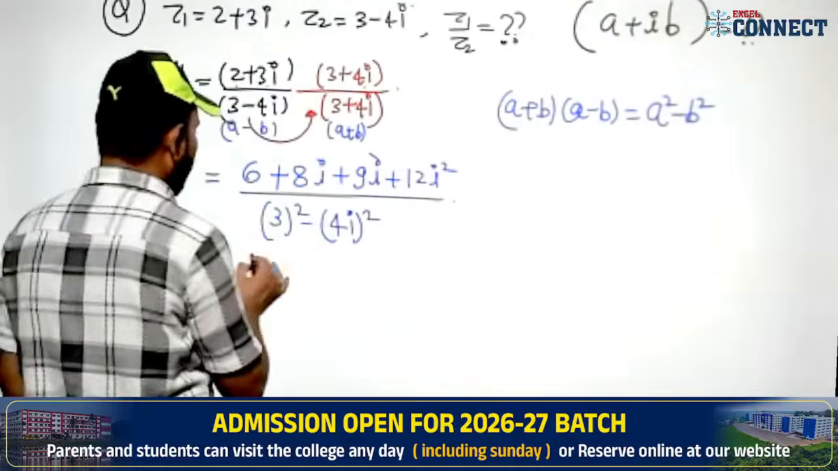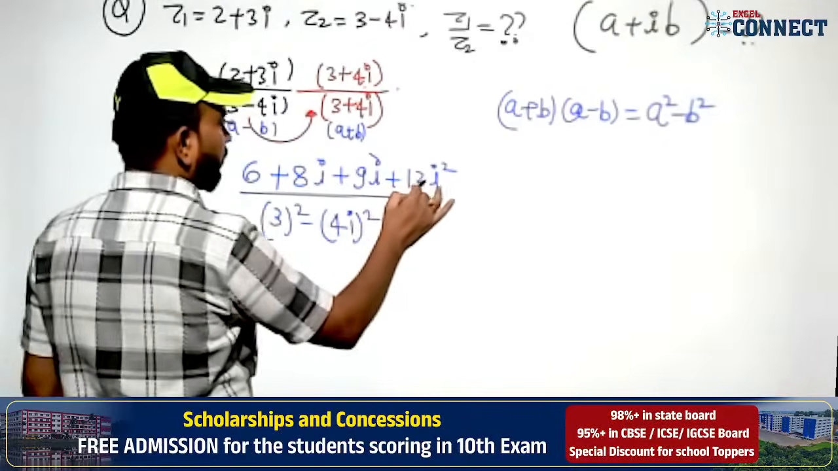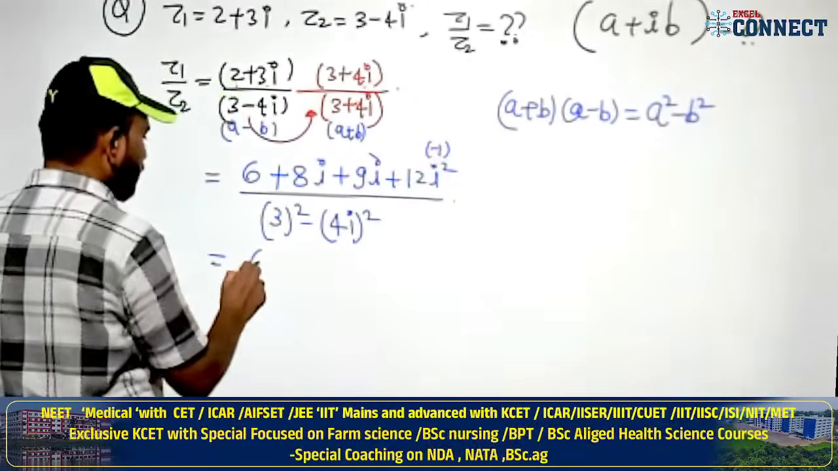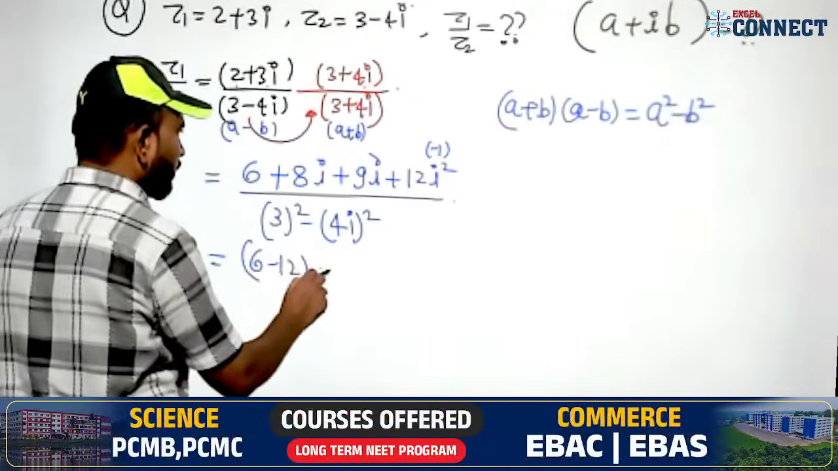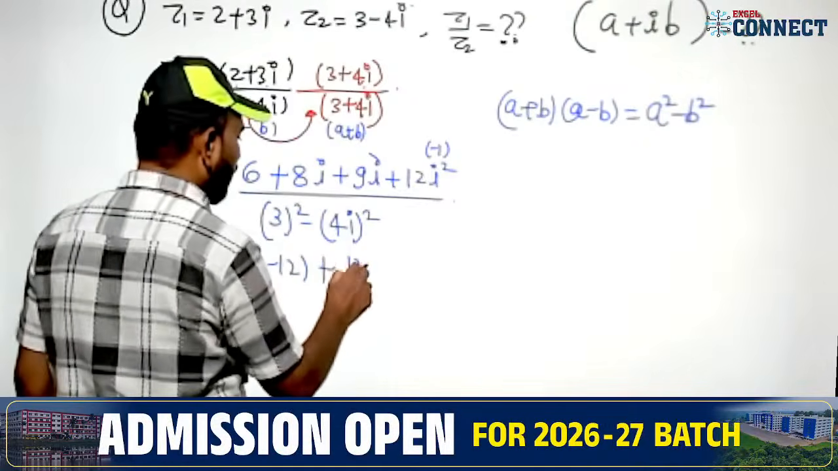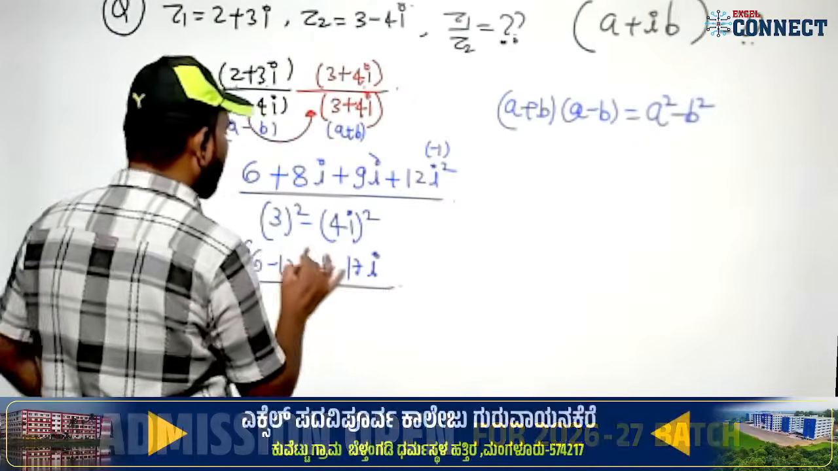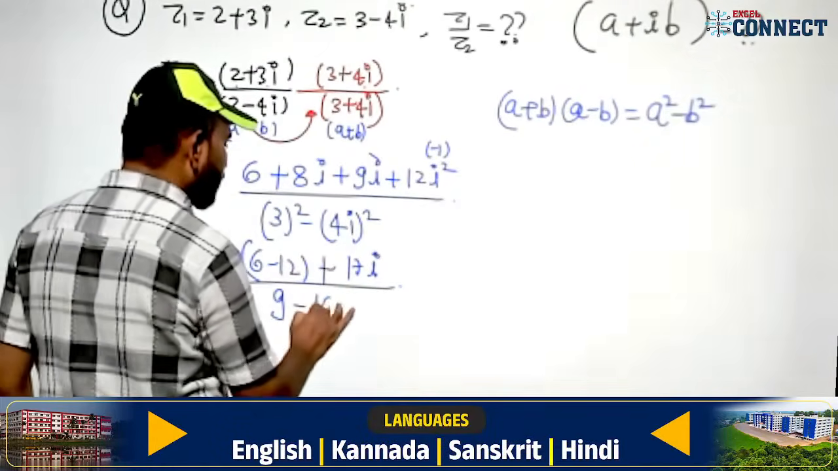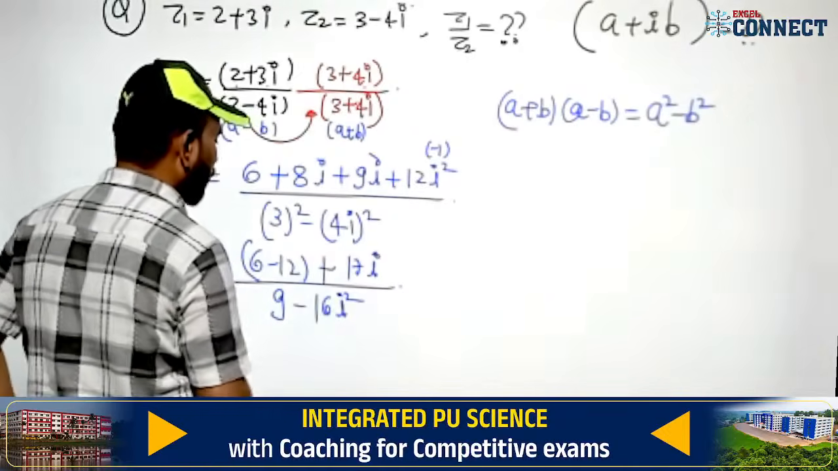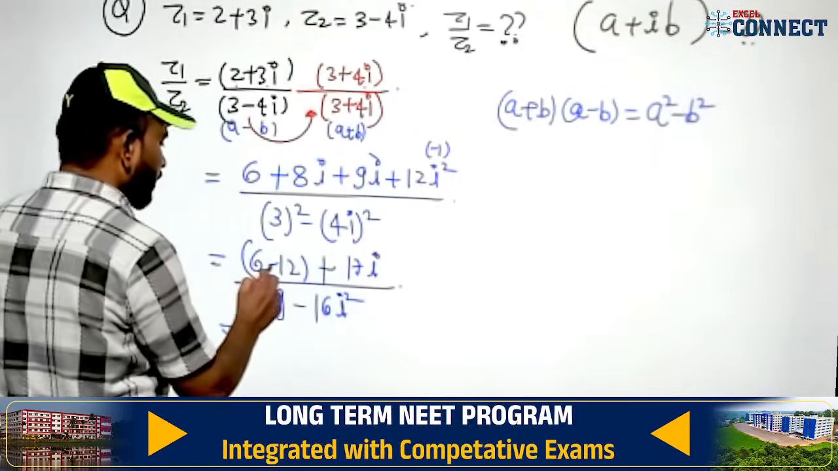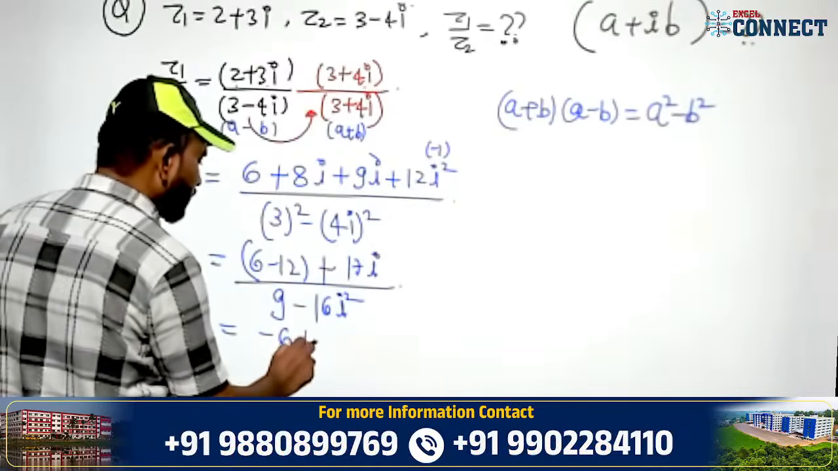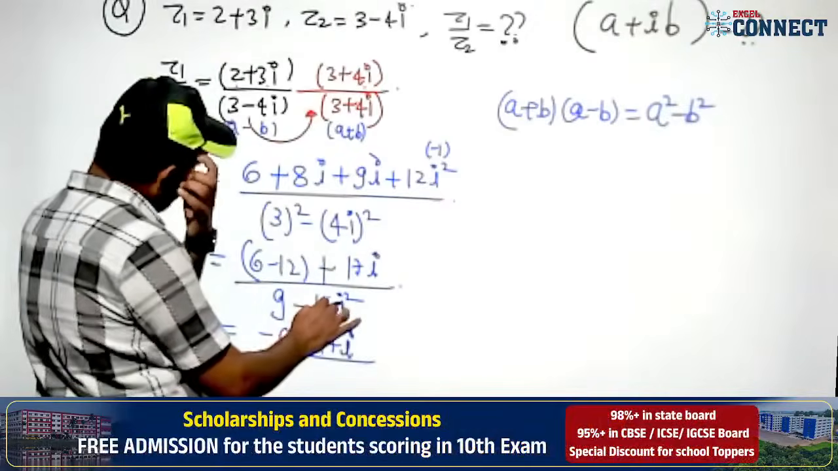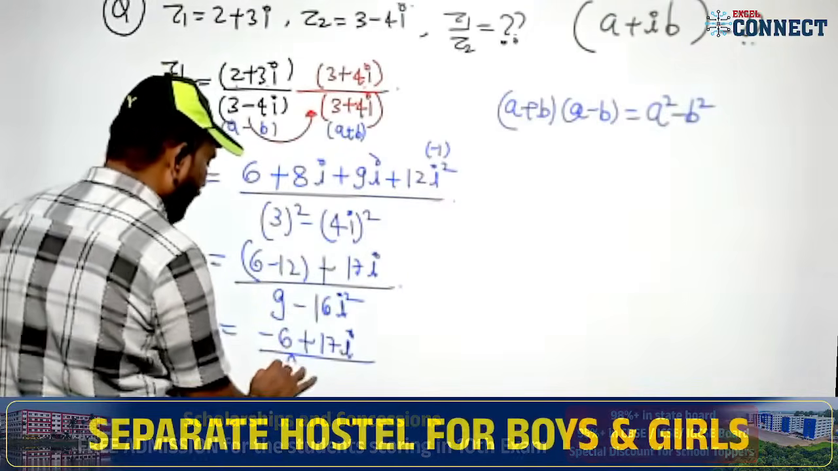Now what is the benefit of this? See here, i square means minus 1. So 12 iota square is minus 12. So 6 minus 12, and 8 plus 9 is 17 iota, divided by 3 square, which is 9, and minus 16 iota square. So the numerator is minus 6 plus 17 iota, and iota square is minus 1, so minus 1 becomes plus, so 9 plus 16.